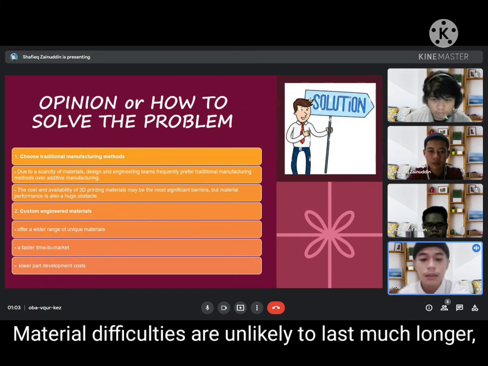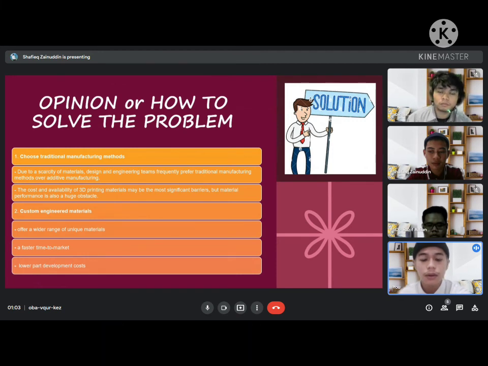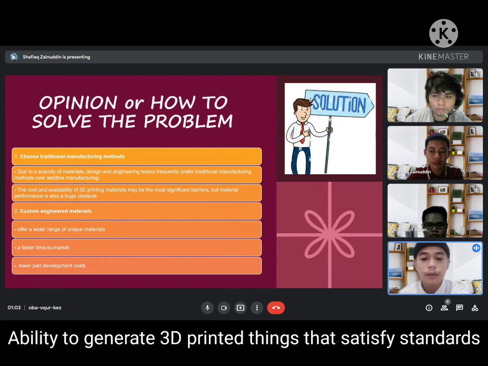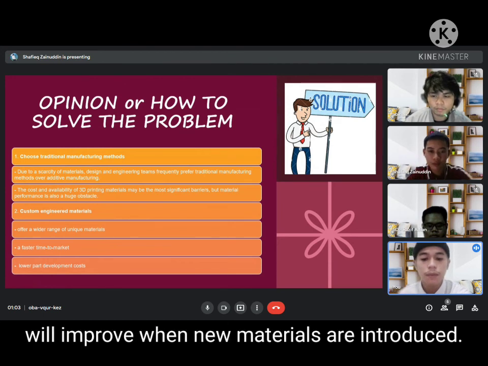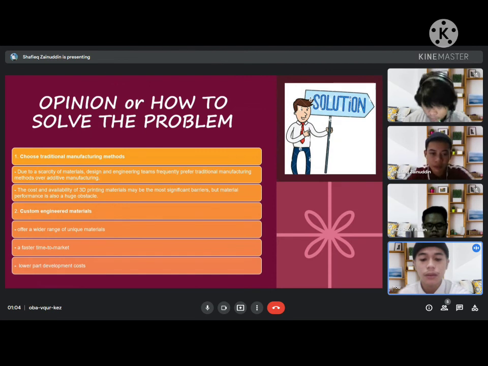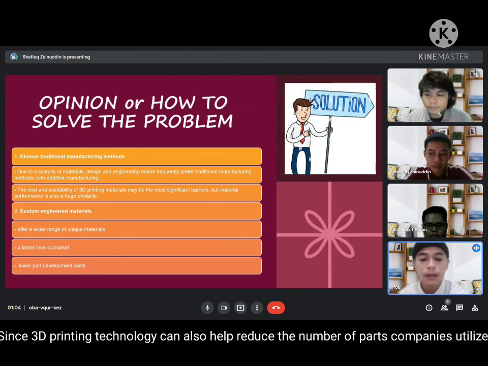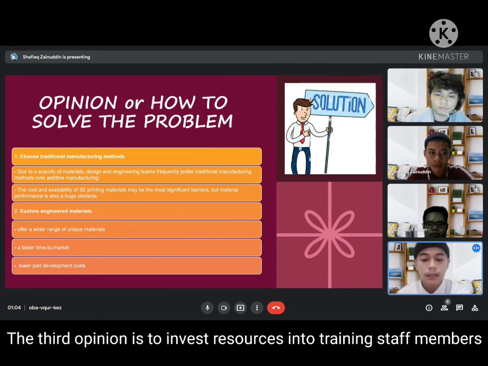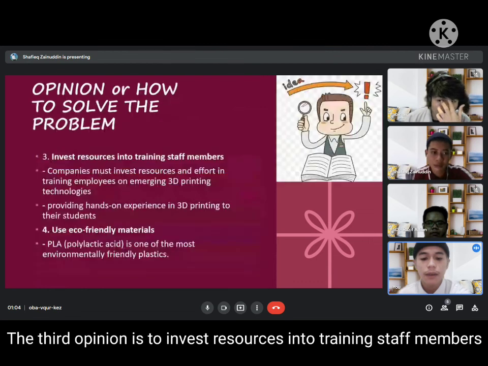Material difficulties are unlikely to last much longer, given how far additive manufacturing technology has progressed in recent years. The ability to 3D print things that satisfy standards will improve when new materials are introduced. Since 3D printing technology can also help reduce the number of parts companies utilize, the opportunities are just waiting to be seized.